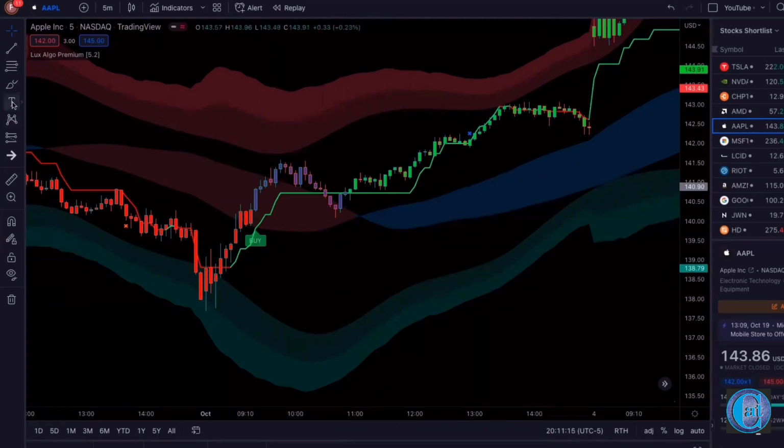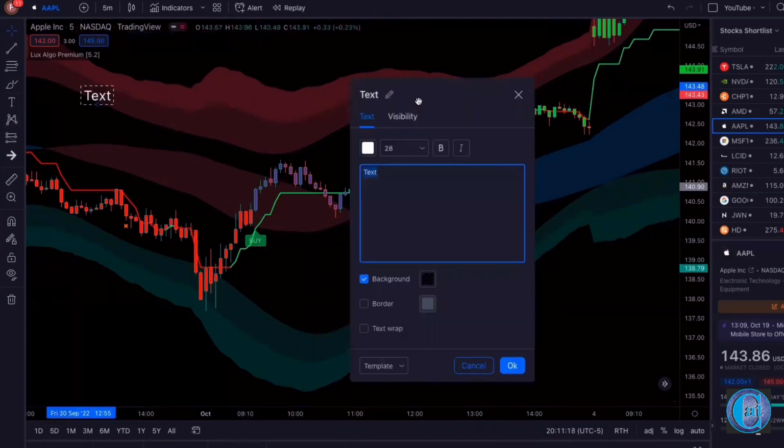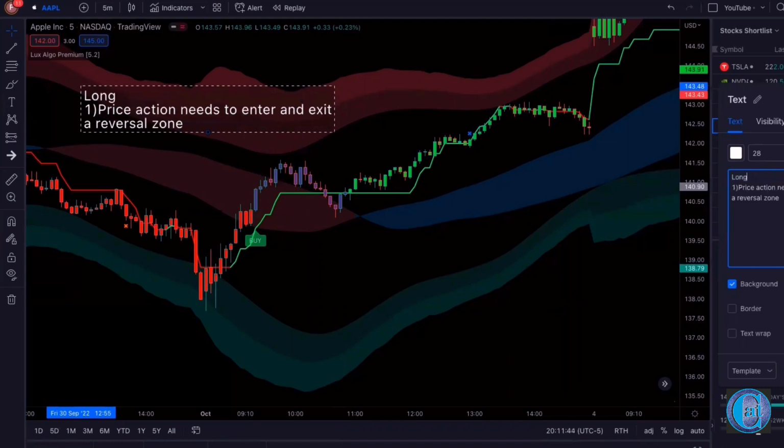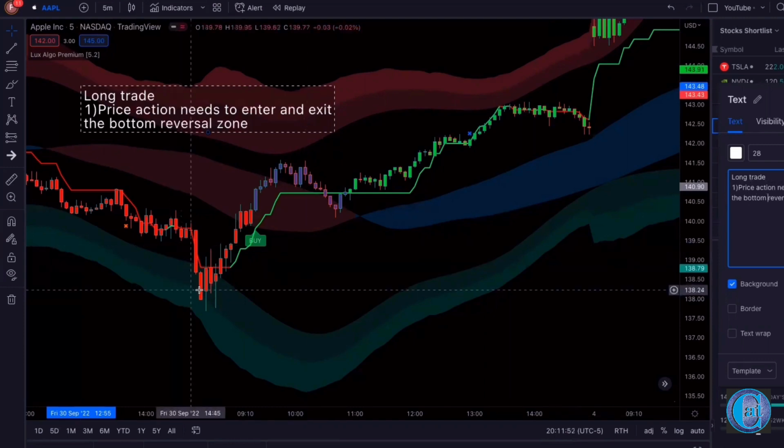Let's pull out the note taker so you can take some notes while I'm showing this to you. So here are the entry rules. Number one, price action needs to enter and exit a reversal zone. And let's do this as the long trade first, so you have a clearer understanding. Long trade: exit the bottom reversal zone. So like the green right here.